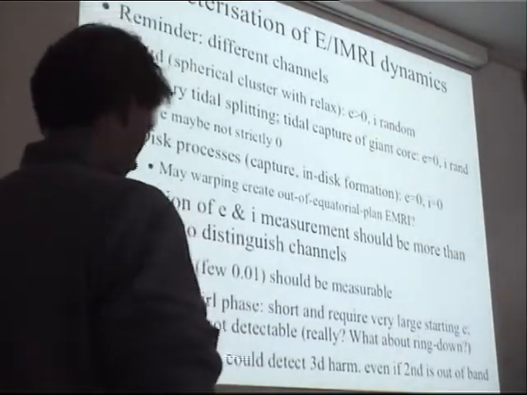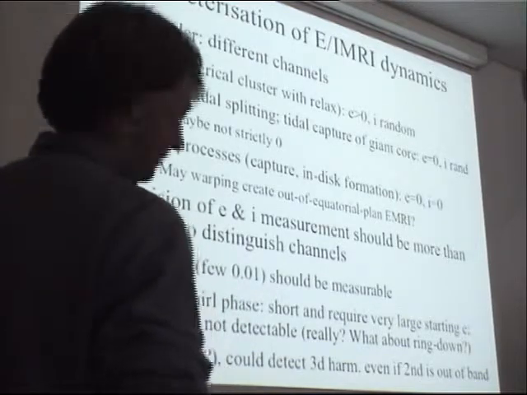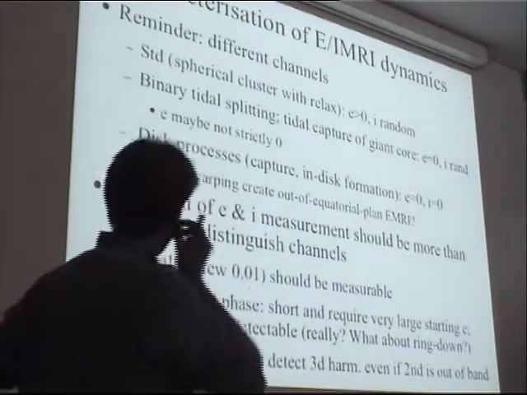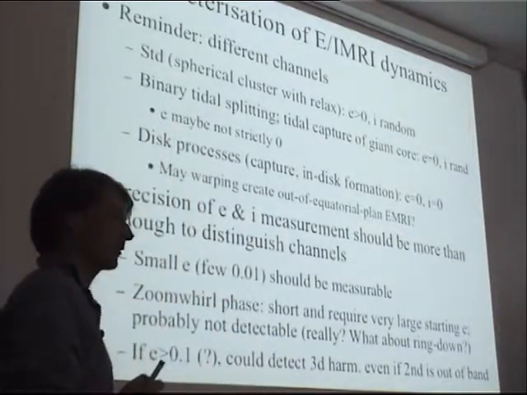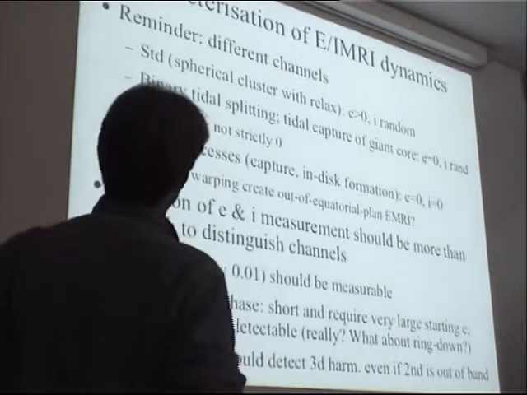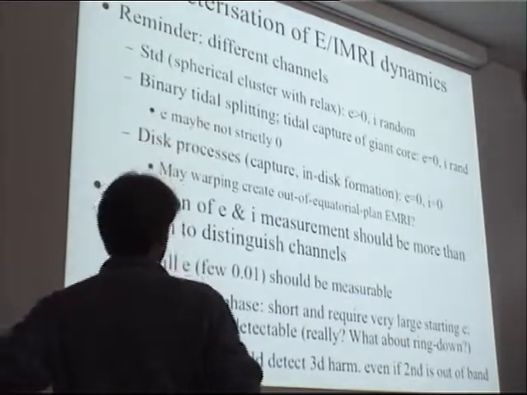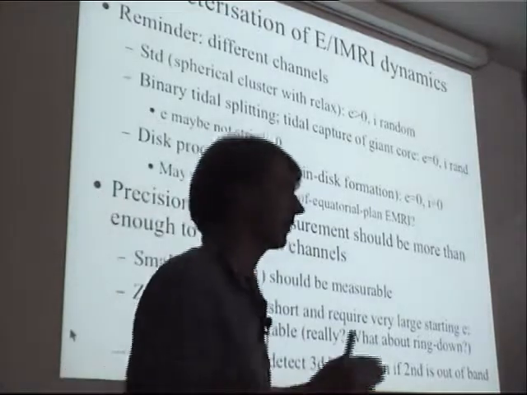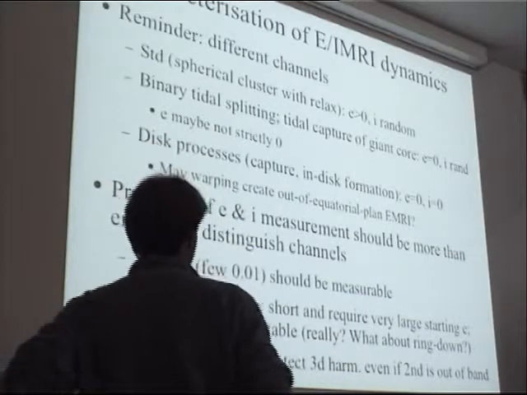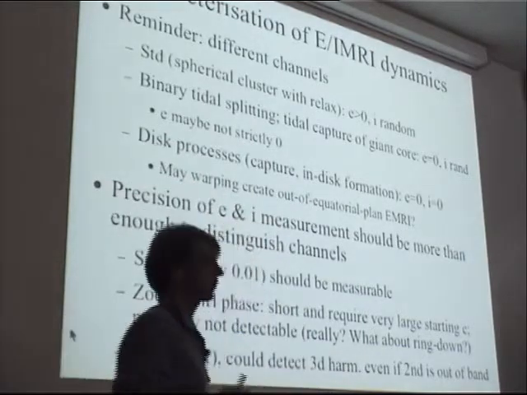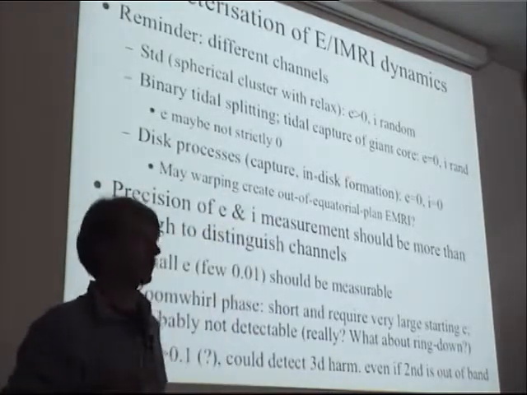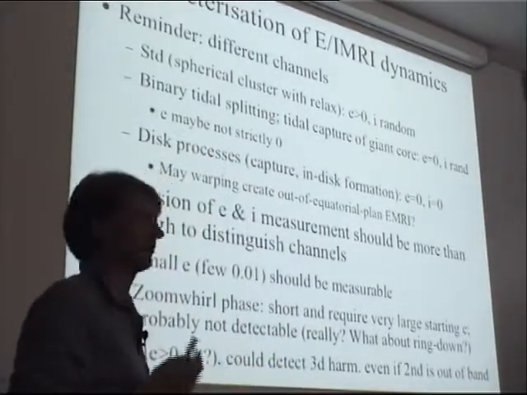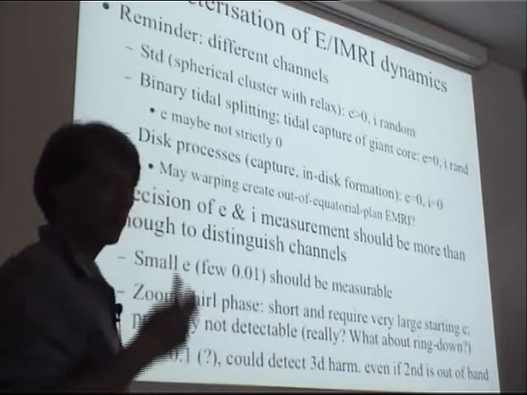Well, that's a slightly different issue, but it was raised when we were discussing this point, about this interesting zoom-whirl phase. And I understood that it is of very short duration. It's when the star is nearly on an unstable orbit already. And I understand also that in order to produce something very significant in the signal, it has to occur with still a large eccentricity at the moment of plunge.